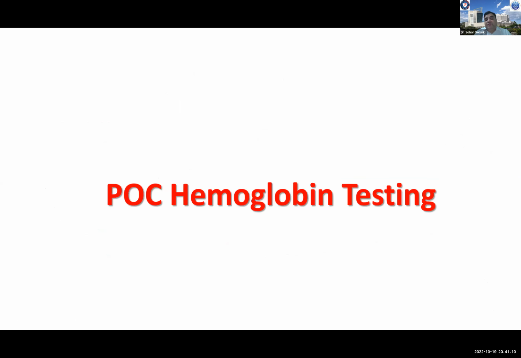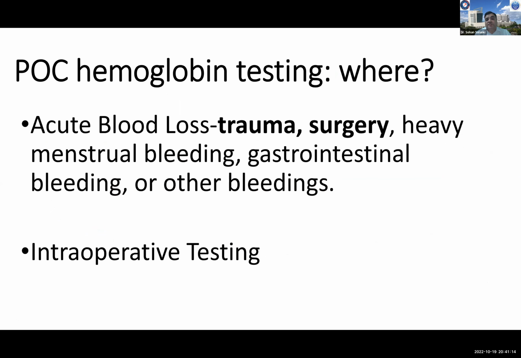Now I will very briefly tell you about the hemoglobin. So where do we need hemoglobin testing? We need it during acute blood loss, maybe trauma or surgery or heavy menstrual bleeding or upper GI bleeding, where you really need an immediate value in hand to guide management. And many times we use it intraoperatively, hemoglobin during the surgery.